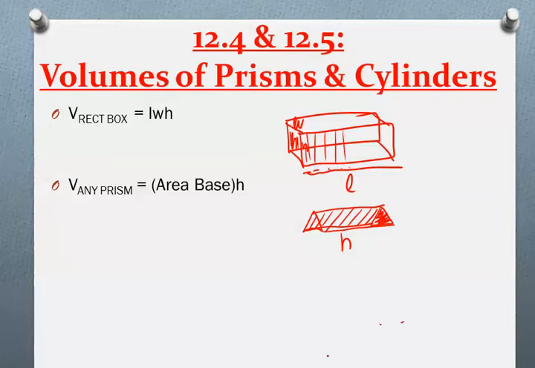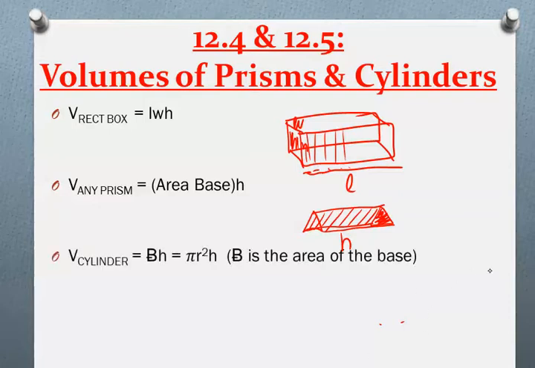The next formula is that of a cylinder. And you can see the formula for it right here. It's this B symbol times the height. This is just standing for the area of the base of the cylinder. So just like before, you're taking that, and depending on the height of that cylinder, you're stacking those bases to find the volume.